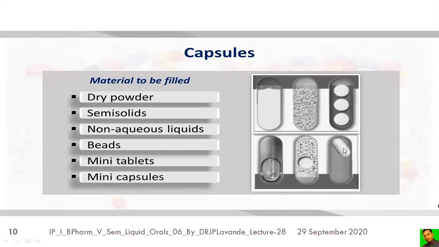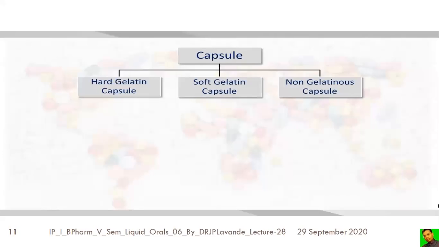Let us say two different capsules. If there is an incompatibility between the contents, then a small capsule is loaded inside of the larger capsule, where the outer shell gets degraded first, releasing its content, and then it releases the inside capsule. So we can fill dry powder, semi-solids, non-aqueous liquids, beads, mini tablets, and mini capsules through the capsule dosage form.